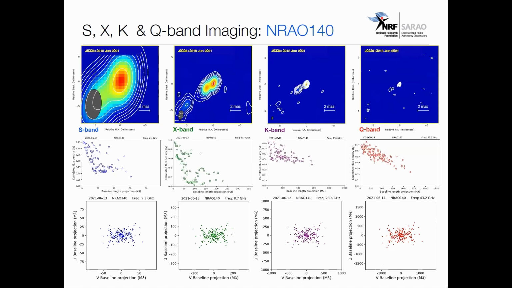This is the same source, but here we see the images on an absolute scale, and we can also see now the increase in resolution going from S to X to K to Q band, almost a factor of 20 improvement in resolution going from S to Q band, and also again how the source becomes more compact going to the higher radio frequencies.